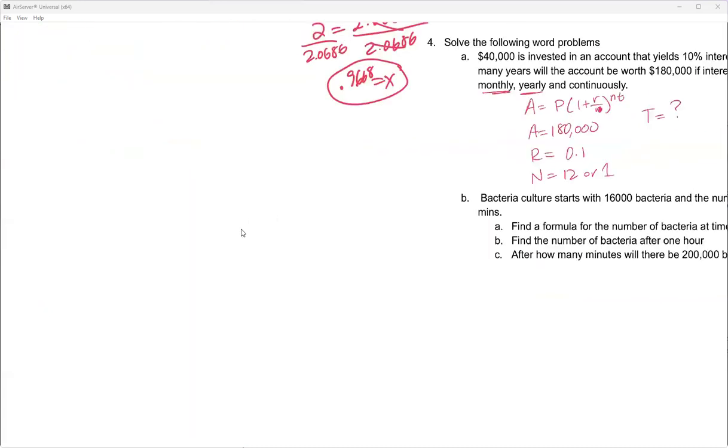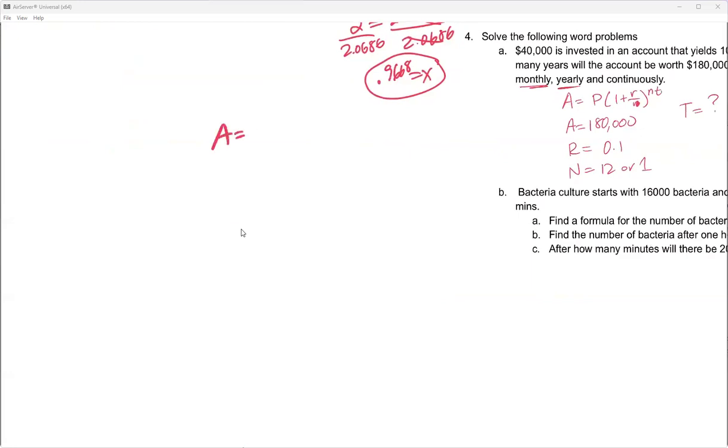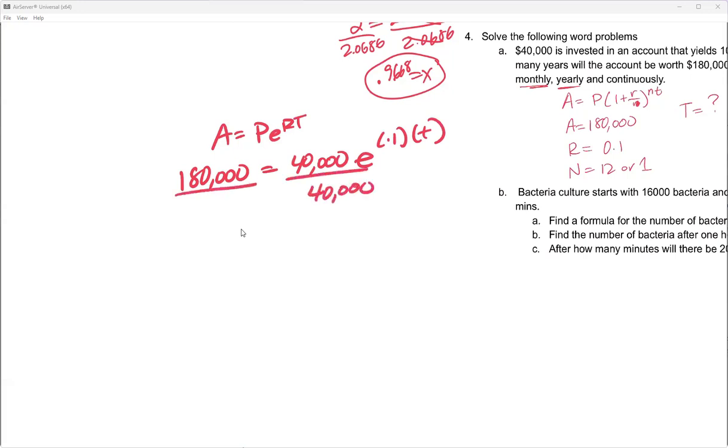A is equal to PERT. All right. So the amount is 180 is equal to 40,000. R is 10%. And the T is what we're looking for. So you divide this by 40,000 again. This is 4.5 is equal to e to the 0.1t, right? Then we put the ln on both sides.